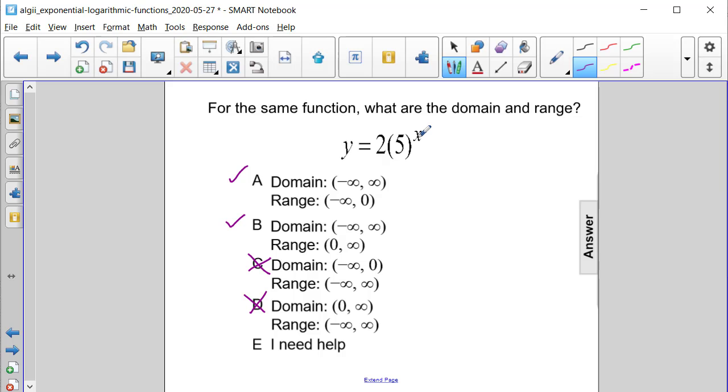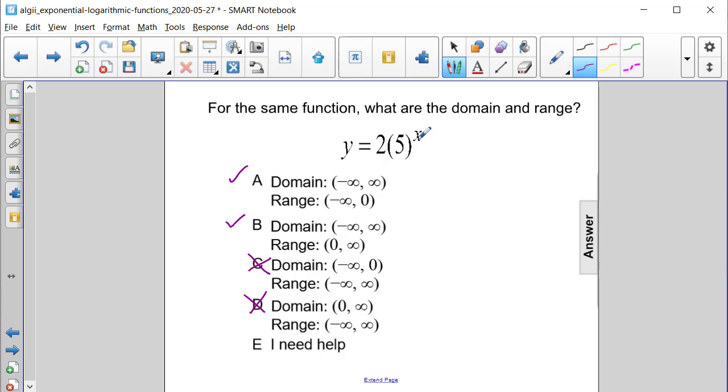If I end up substituting positive numbers in there, let's say 2, 5 squared is 25, times 2 is 50. If I went to the third power, it would be 125 times 2 is 250. It would keep going up and up towards positive infinity as x increases. But then if x decreases, let's say I go to 0, 5 to the 0 is 1. 1 times 2 is 2.